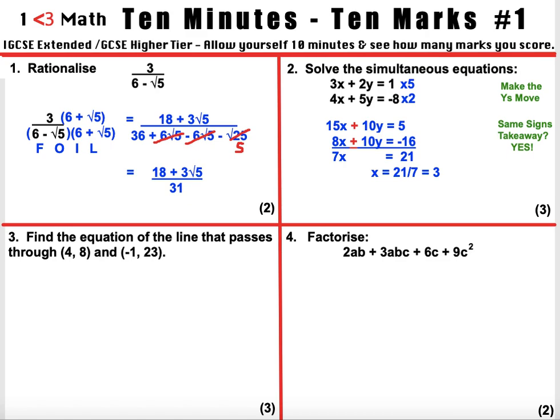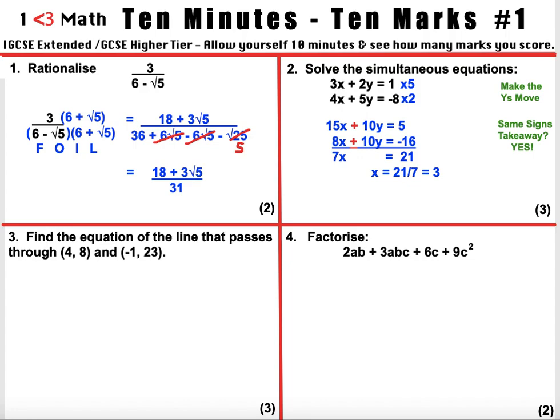5 minus 16 becomes 5 plus 16, which is 21, and then 21 divided by 7, we've got 7x equals 21, so 21 divided by 7 equals 3, and therefore x equals 3.